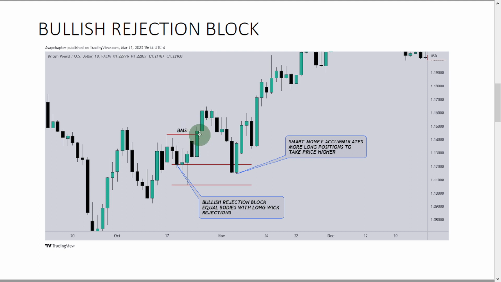In marking your rejection block, you mark it from the bodies to the last end of the rejection. So this entire space is your rejection block, and you can see that price returns into that area and moves away. This is an institutional reference point where we can engage price when traded to.